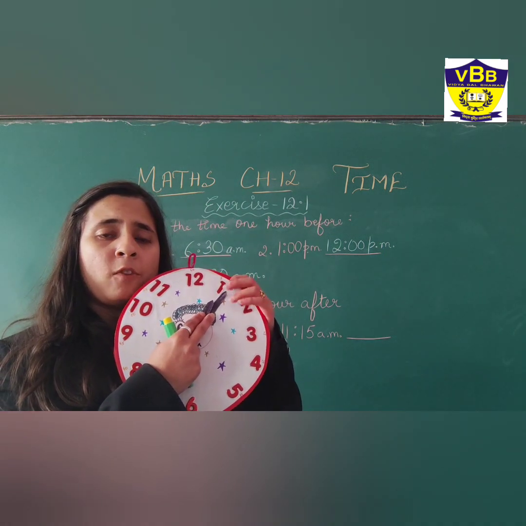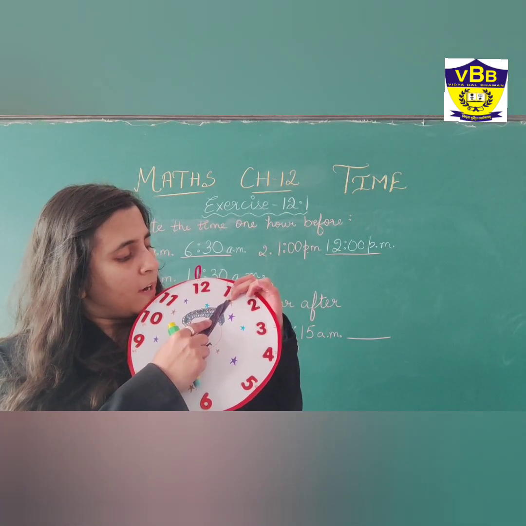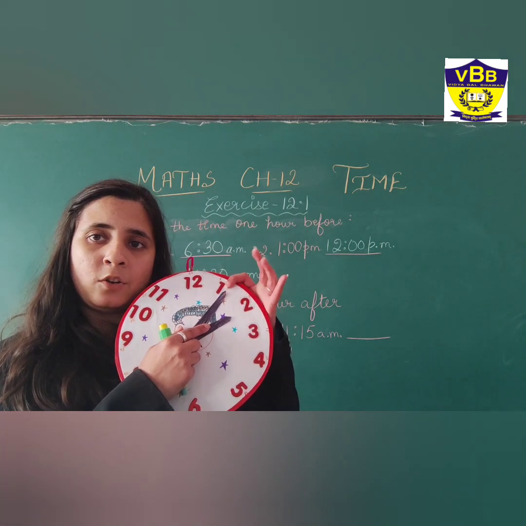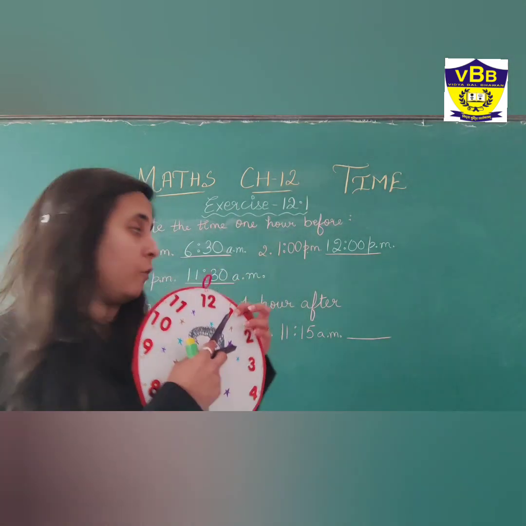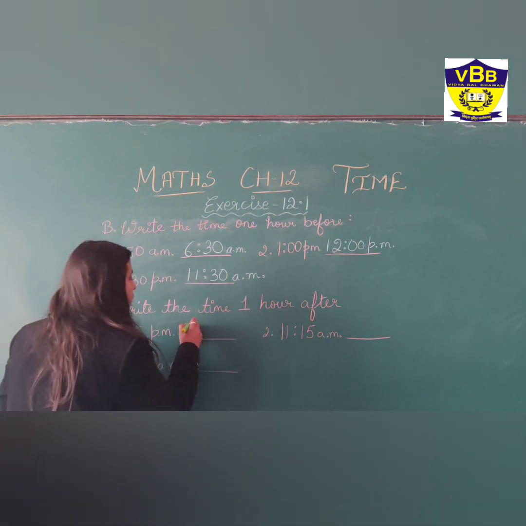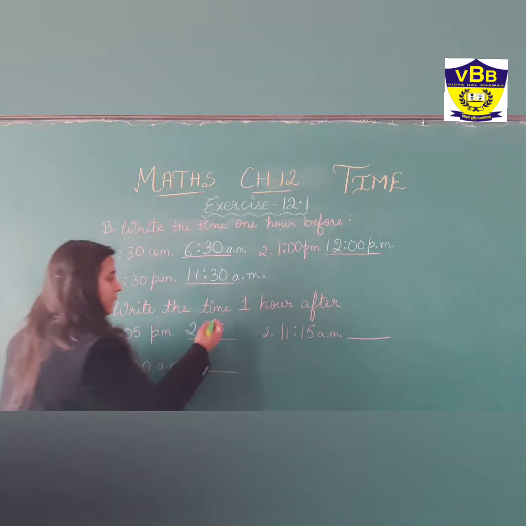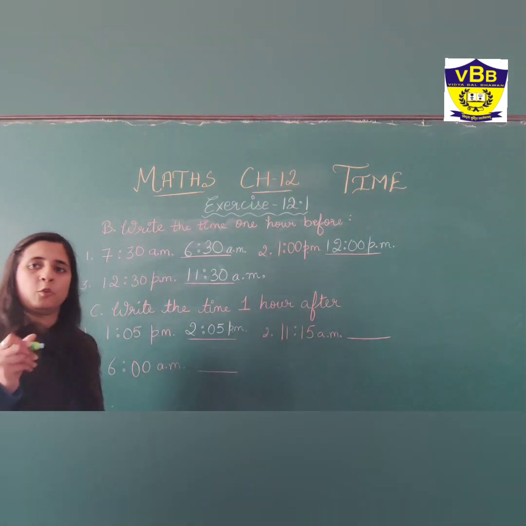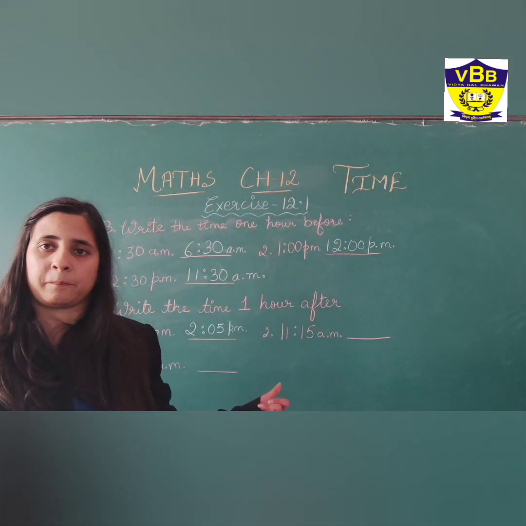What will be the time 1 hour after? That means you have to move your hour hand 1 after, to 2. So it will be at 2. So the time will be 2:05. And it will be PM only because after 1 hour it will still be afternoon. Right? So it will be 2:05 PM.